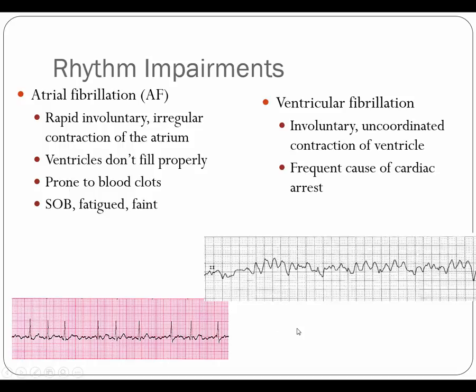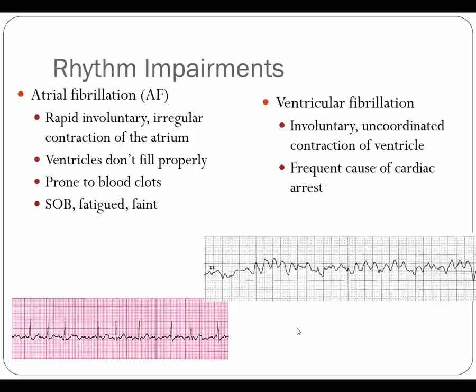AFib: rapid involuntary irregular contraction of the atrium. Ventricles don't fill properly. As you can imagine, if the atrium is just fluttering over and over again, it's really not even pushing blood into the ventricles. So the ventricles never get sufficient blood in the first place, and when they squeeze, they do not pump out the right amount of blood. Patients who have this issue are prone to blood clots because of the abnormal beat of the heart and how everything starts to coagulate because it's not pumping like it should. They will be short of breath, fatigued, and faint.